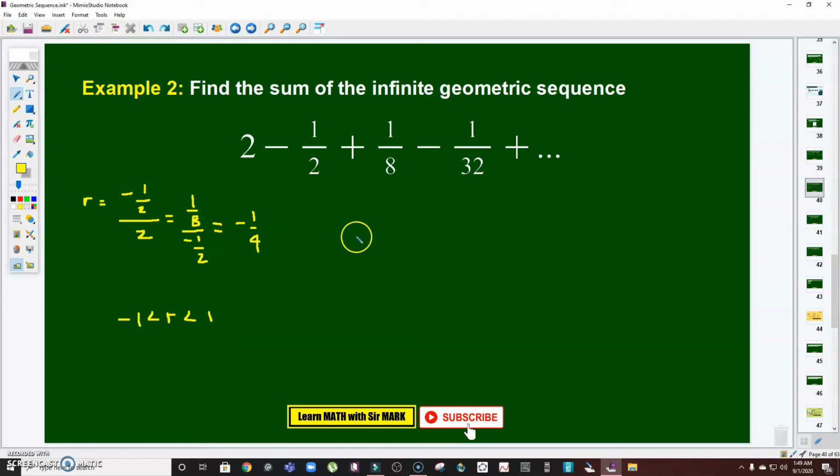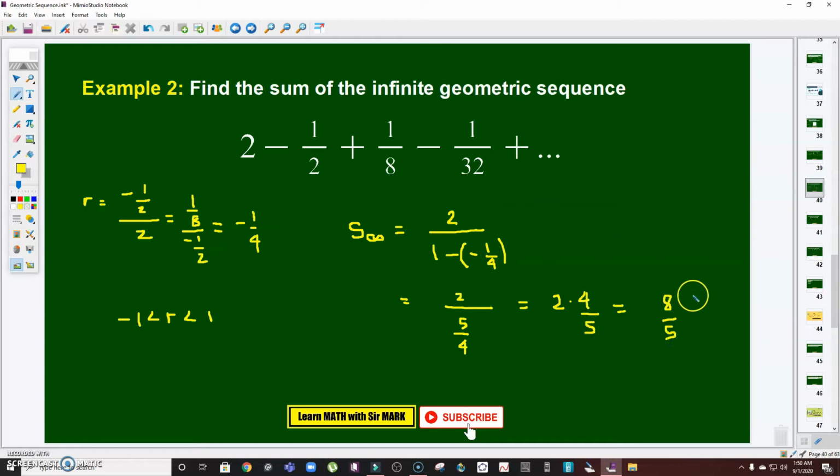So, meaning to say, geometric yan, so you can now apply the formula. The first term is 2 over 1 minus the common ratio, which is negative 1/4. See that? So that is 2 over 1 minus negative 1/4. This one will become positive. So that is 5 over 4. And this one is 2 times 4/5. Diba? Ganun lang yan. So that's clearly 8 over 5.